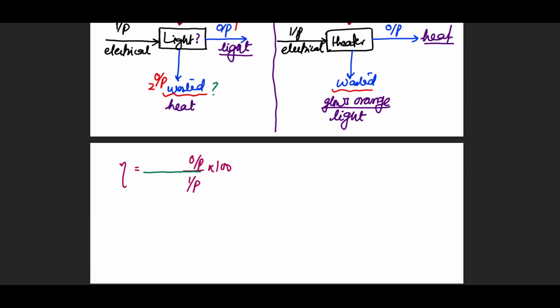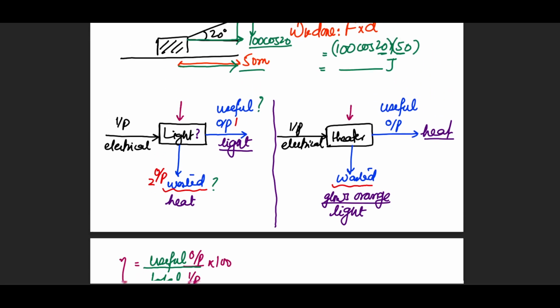So efficiency is about useful output. What did you do, or why did you design this machine? What job was the machine going to perform for you? Divided by the total input. What have you invested? What did you give the machine to do for you?